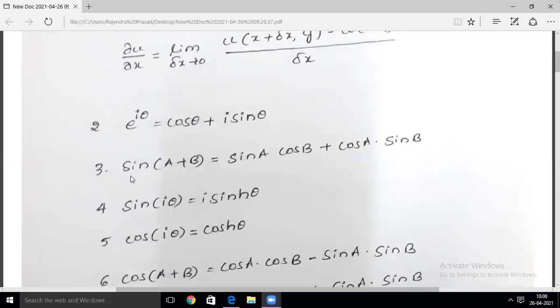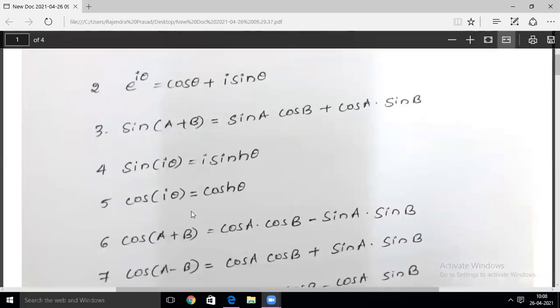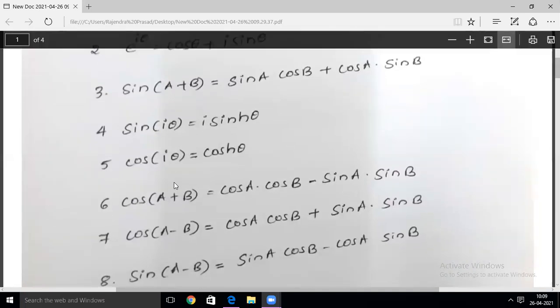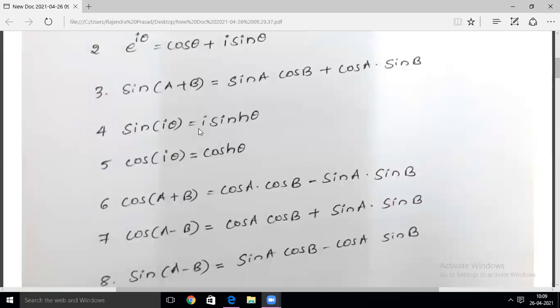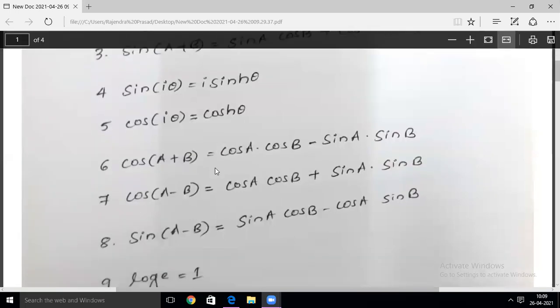Next, the sin of a plus b formula: sin a into cos b plus cos a into sin b. Sin of i theta is equal to i sin hyperbolic theta. Cos of i theta is equal to cos hyperbolic theta. Sin i theta can be written as i sin hyperbolic theta. Cos i theta can be written as cos hyperbolic theta.